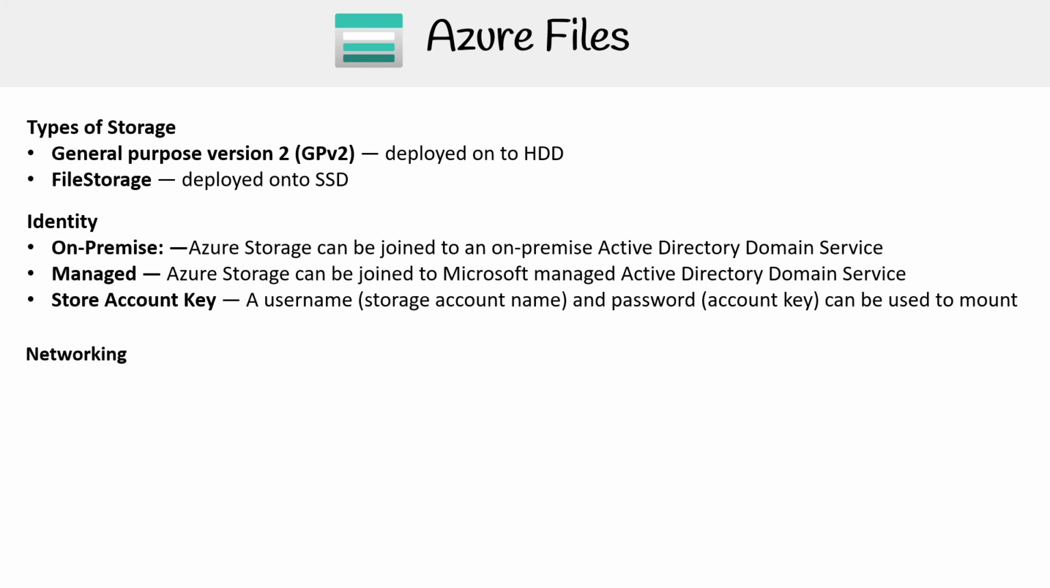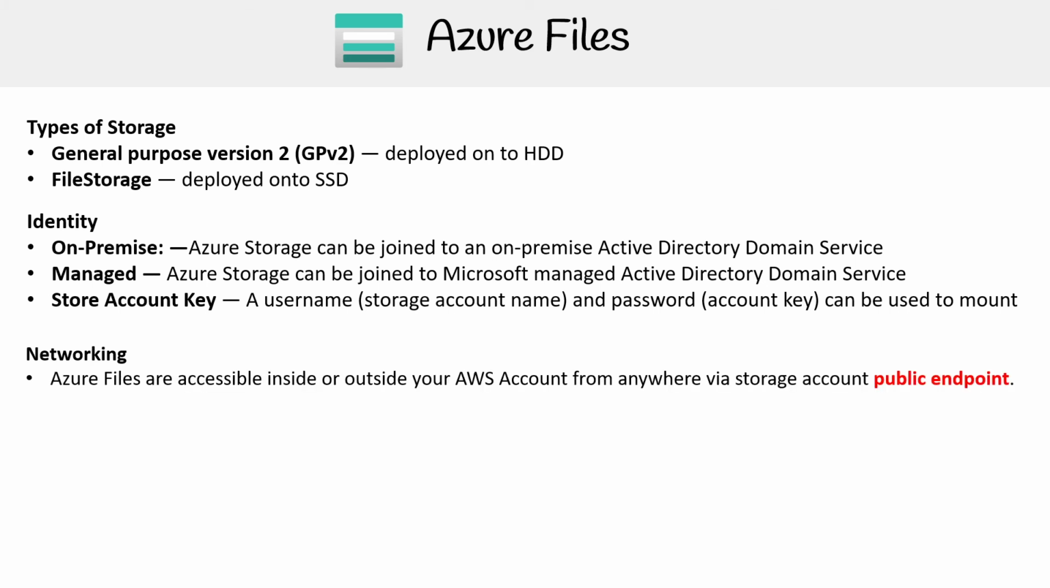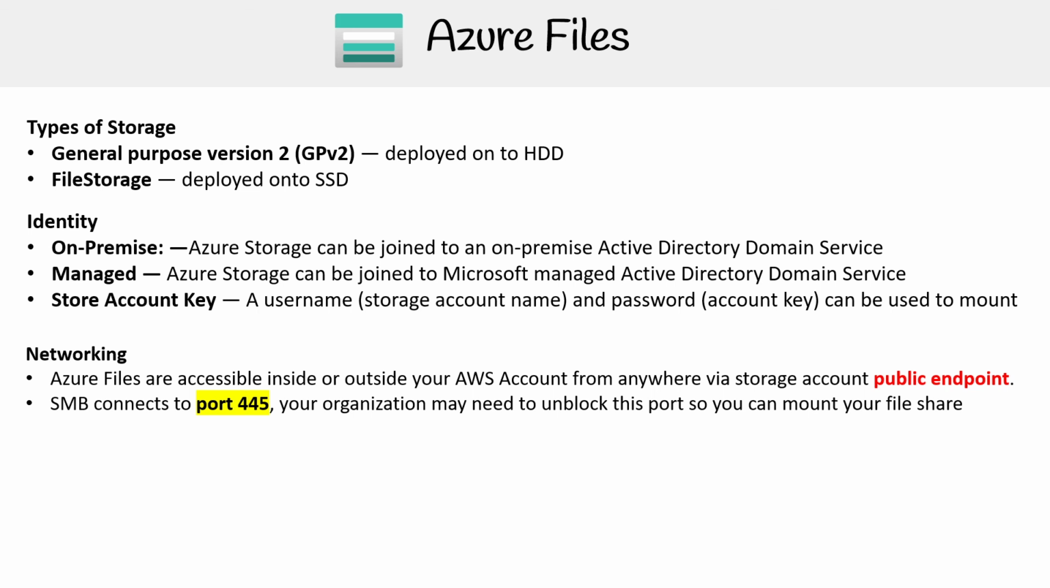And then on to networking. Azure Files are accessible inside and outside your Azure account from anywhere via the storage account public endpoint, because we saw that Azure storage accounts, it's not Azure Files, it's storage accounts, have that fully qualified domain name. And again, a lot of Azure services have that, and I really like that feature about Azure. For SMB, the port you're going to be connecting to is 445, and your organization may need to unblock this port so you can mount your file share.